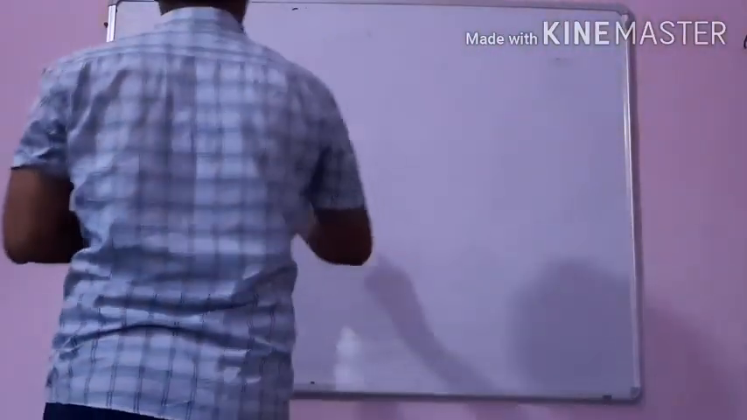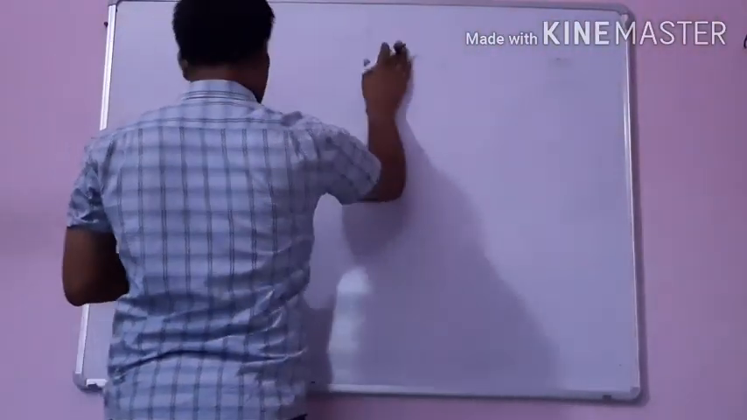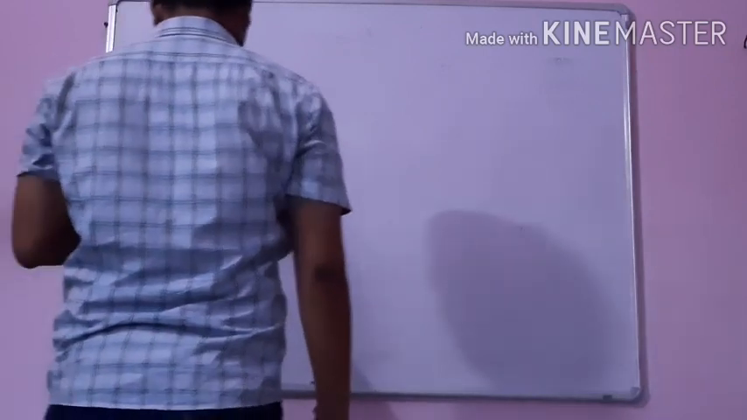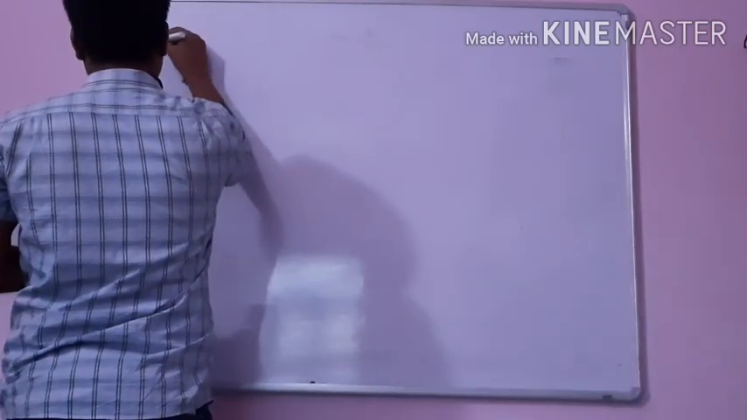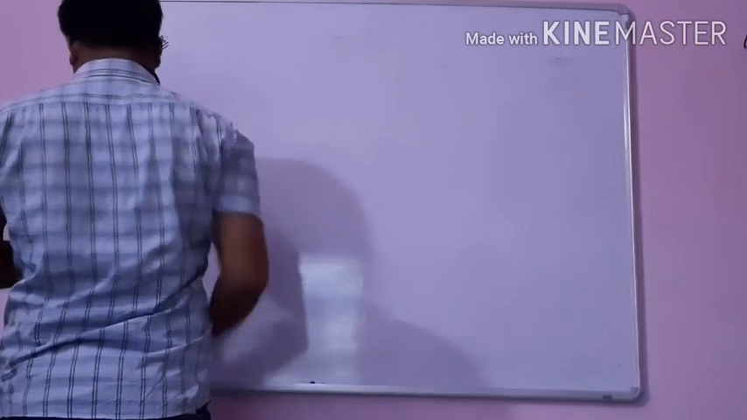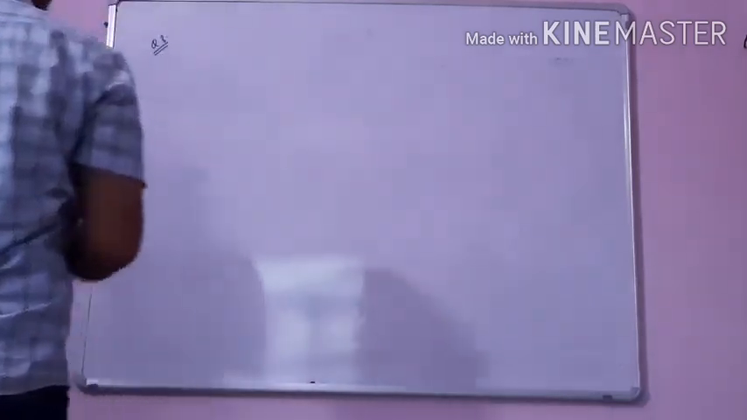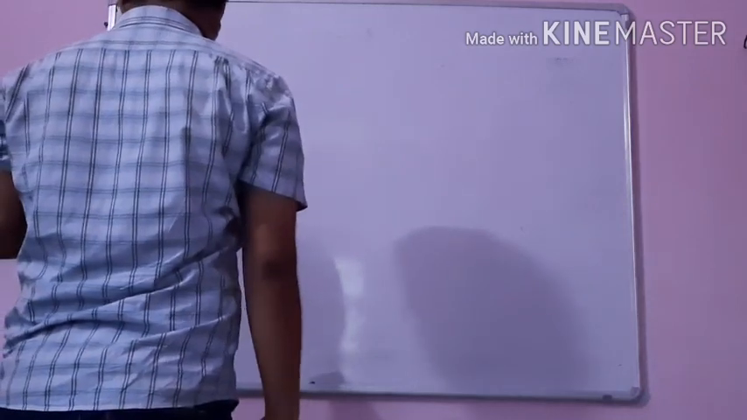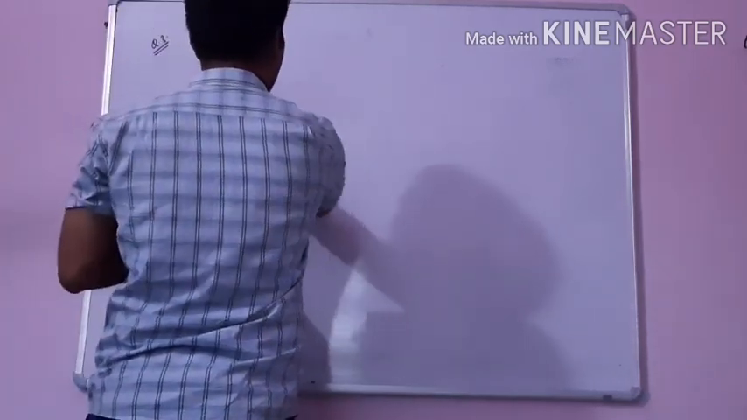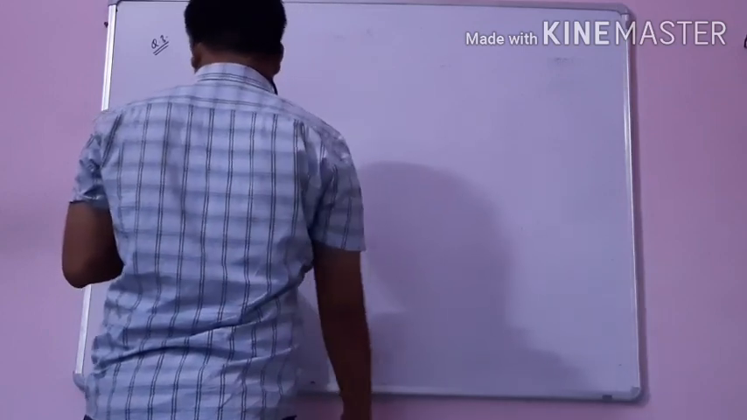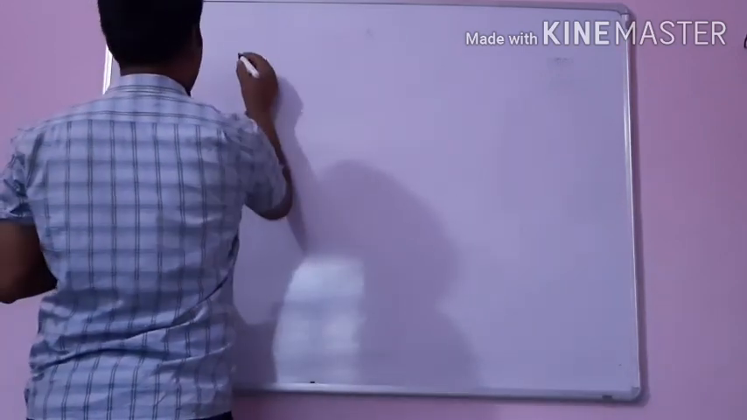In the last class, we did up to question number 2 of exercise 11.4. Today we are going to see question number 3. What is given? Munna's age is x years.